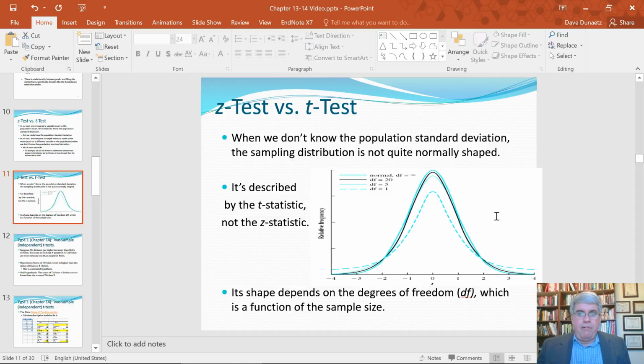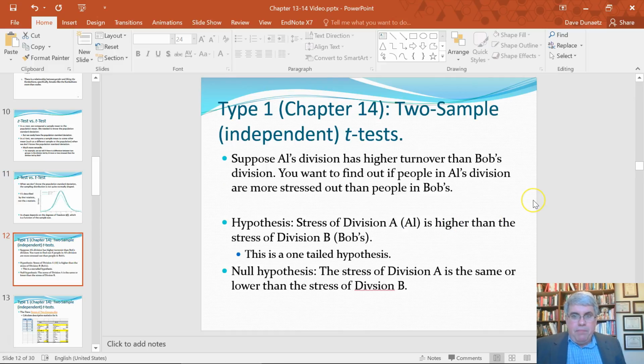So the shape of the distribution depends on the sample size, the degrees of freedom that we have. So whenever we do a t-test, just like with correlation, we're going to be asking what are the degrees of freedom. Now, the first type of t-test that we're going to look at is the type that's described in Chapter 14. We're not going to look at the ones in Chapter 13 yet, because Chapter 14 is the broadest and the most common.